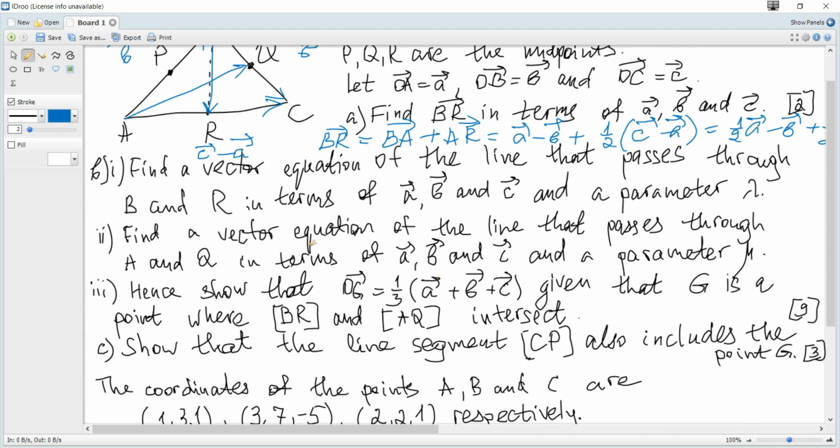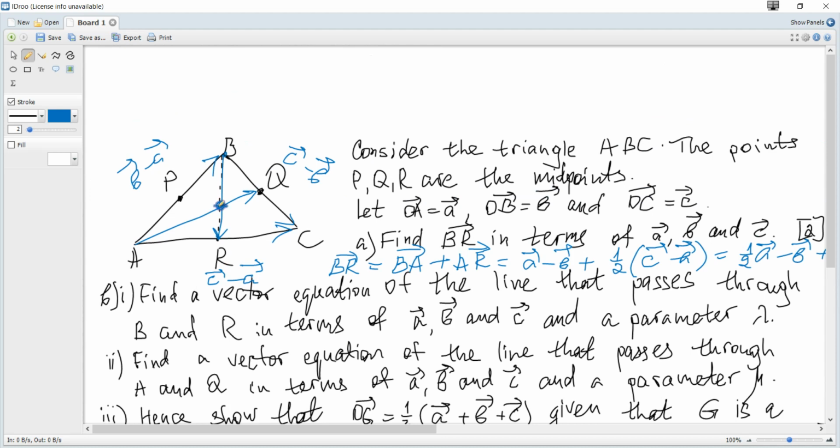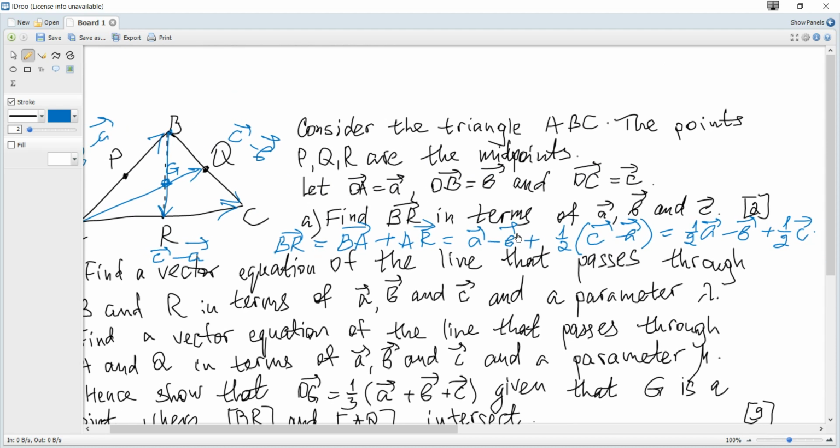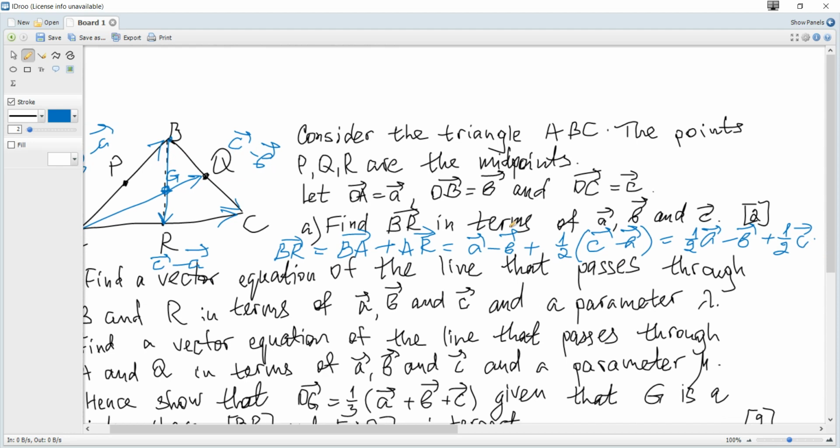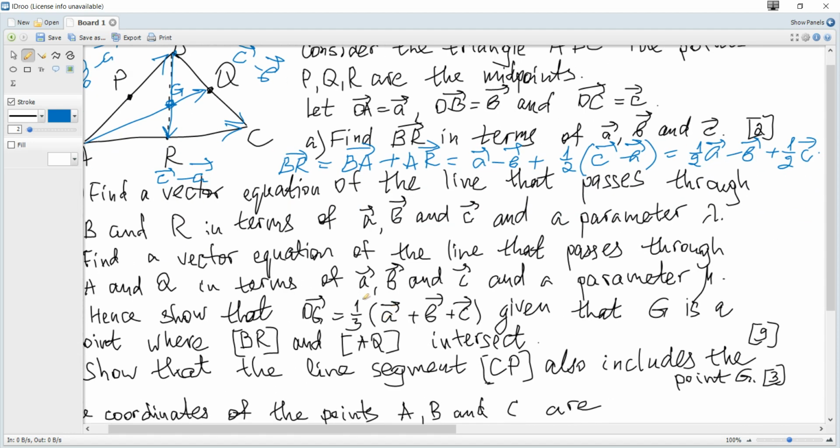point where BR and AQ intersect. So G is this point, the point of intersection of two lines, and let's find the coordinates of point G, hence the position vector can be easily found.